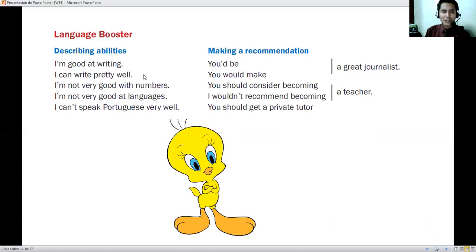Okay, as you can notice in this part, here we have positive things and negative, no? For example, the abilities that we can do, some actions that we are able to do, and the ones that are not, no? The negative ones. In the case of negative, we can use this, no? I'm not very good at, I'm not very good with, or in the other way, we can mention I can't.